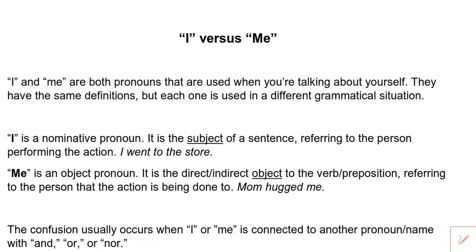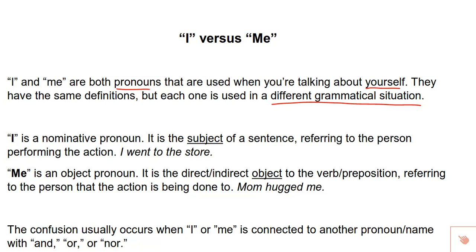The English language is complex, and as a result, there are many aspects of it that can be confusing. One of these is when to use I versus when to use me. This is so difficult because I and me are both pronouns that are used when talking about yourself, so essentially they have the same definitions, but each one is used in different grammatical situations.